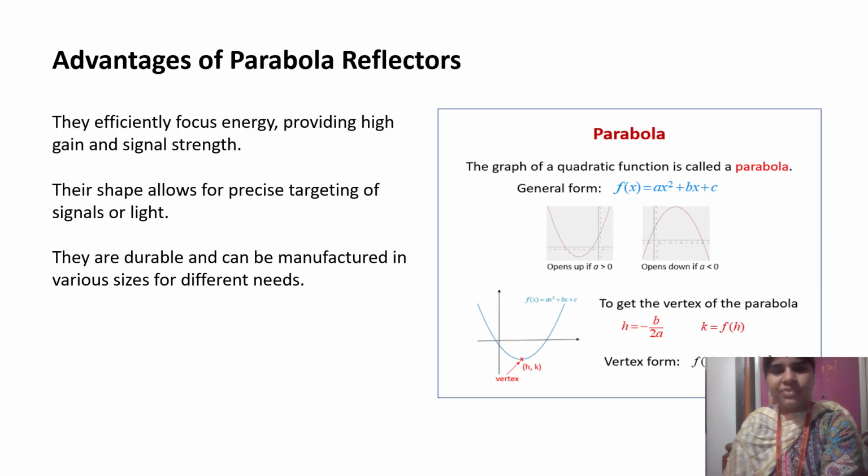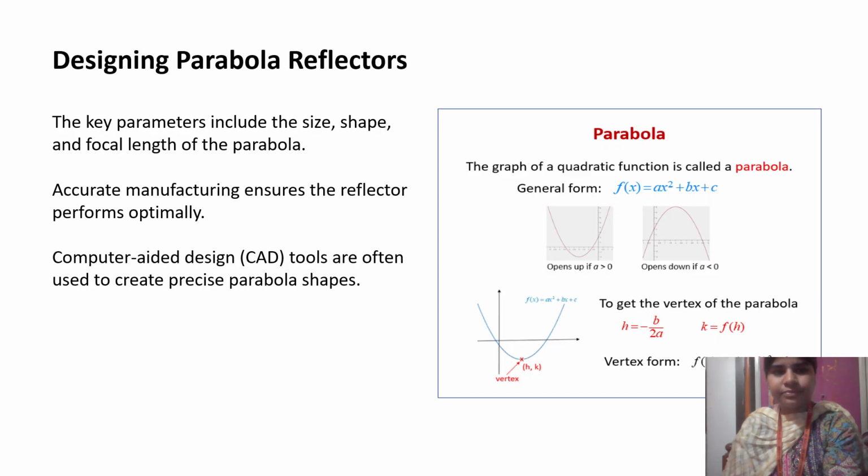What are the advantages of parabola reflectors? They efficiently focus energy, providing high gain and signal strength. Their shape allows for precise targeting of signals or light. They are durable and can be manufactured in various sizes for different needs.